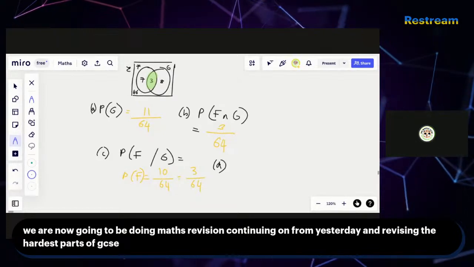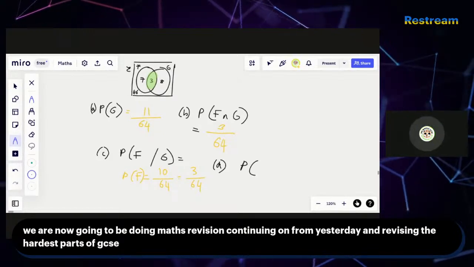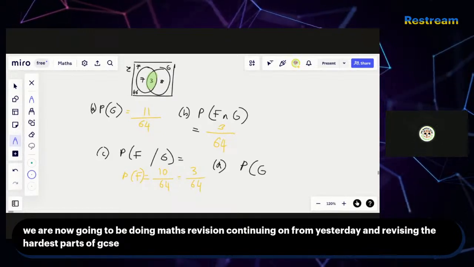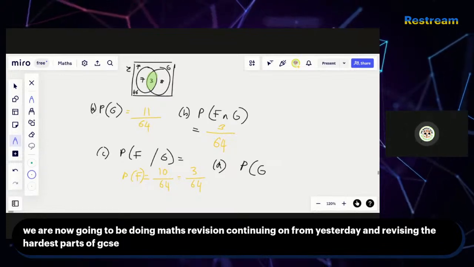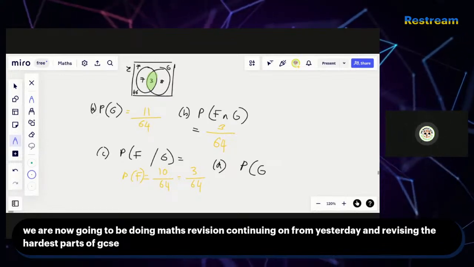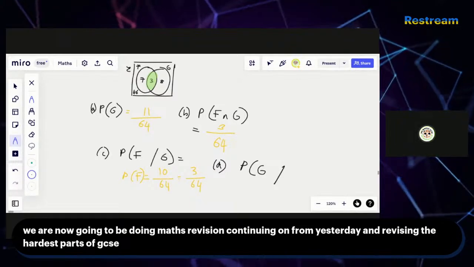Find the probability that they study German given that they don't study French.